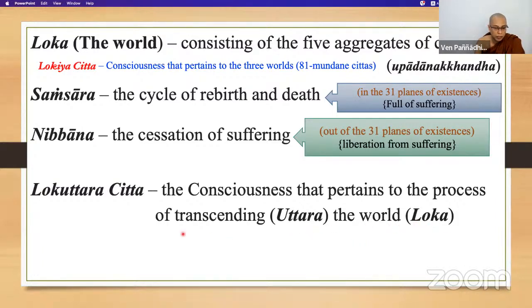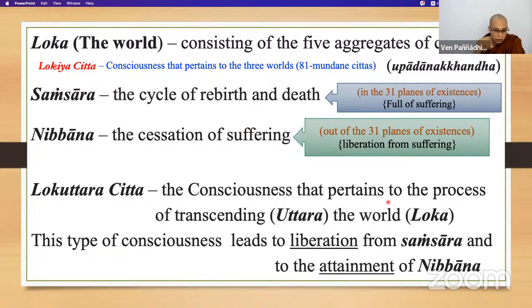So the world is loka, and transcending is uttara. The consciousness pertaining to the process of transcending the world is called lokuttara, translated as supramundane consciousness. There are 8. These types of lokuttara consciousness lead to liberation, liberation from samsara, because they take Nibbana as their object. When the 8 lokuttara citta arise, they take Nibbana as their object. So this is how we can classify the 89 consciousnesses according to lokiya, mundane, and supramundane. Supramundane is only 8.